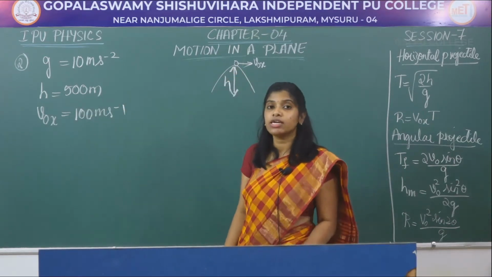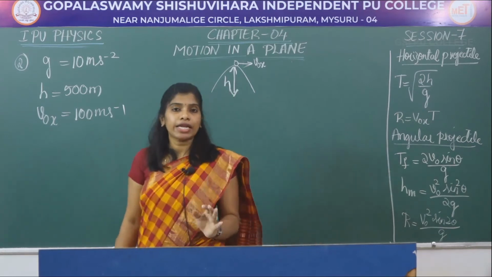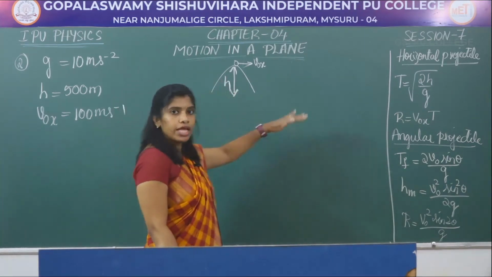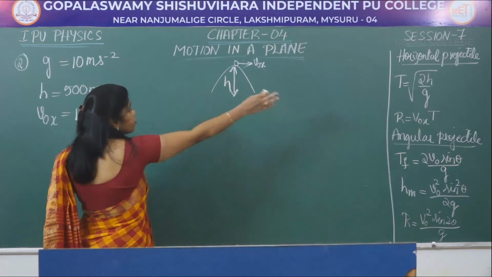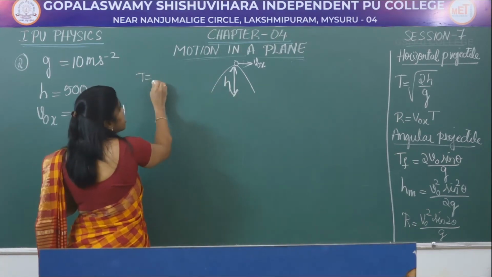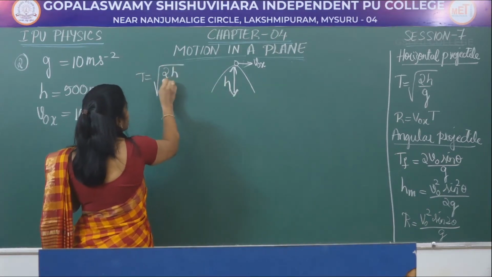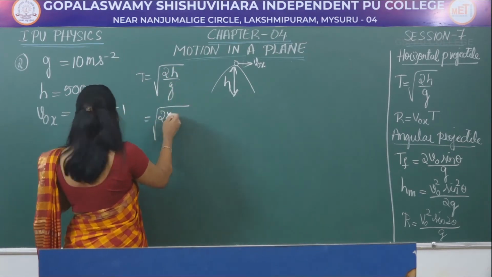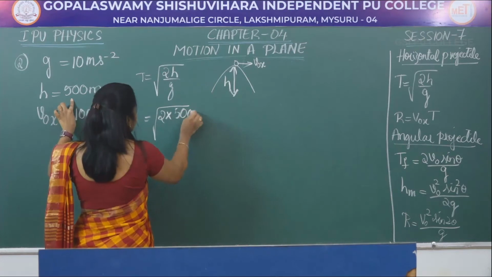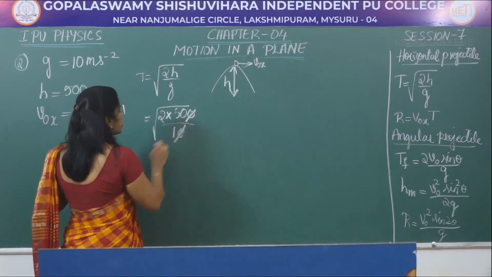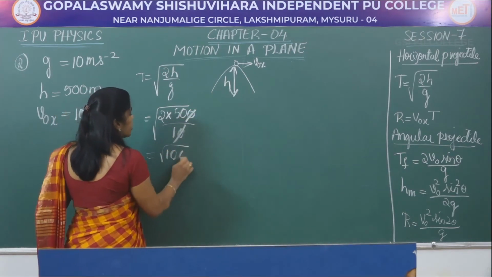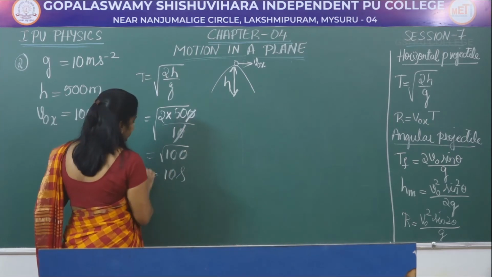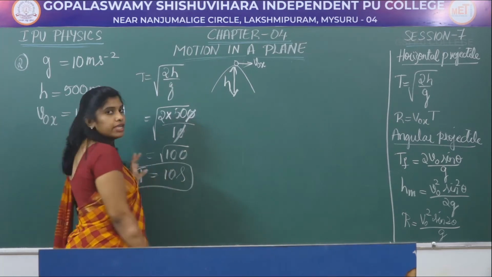Now we have to find the time taken by the particle to come down to the ground. Therefore, as given, the formula is t is equal to under root 2h by g, which is equal to under root 2 into h, which is 500, by g, which is 10. So this will be under root 100, which is nothing but 10 seconds. So the time is 10 seconds.